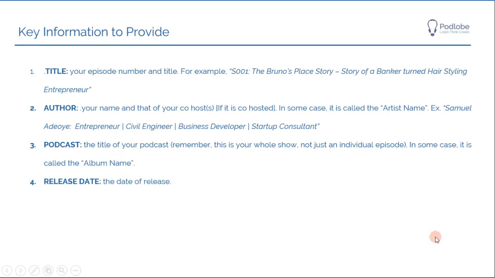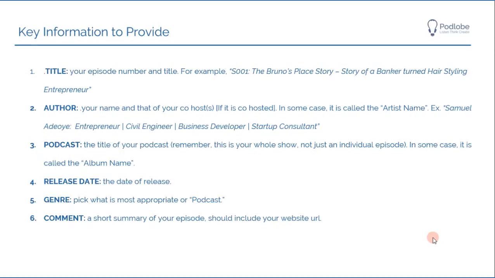Then there is also the release date. Of course, that's very glaring. The date it was published on your website, that should be included. Then there's a genre where you can pick the exact genre of your podcast. Is it on entrepreneurship? Is it on online marketing? You could create one, and then you add it to MP3 tag. Now, comment. This is a short summary of your episode. Honestly, it could be of your podcast, but it should always contain your URL.